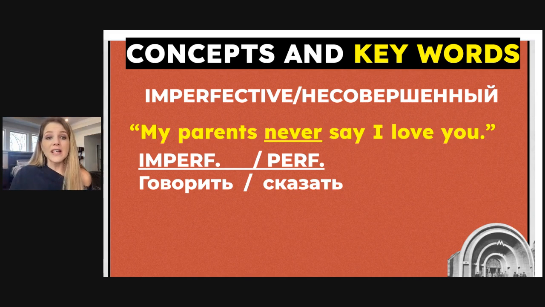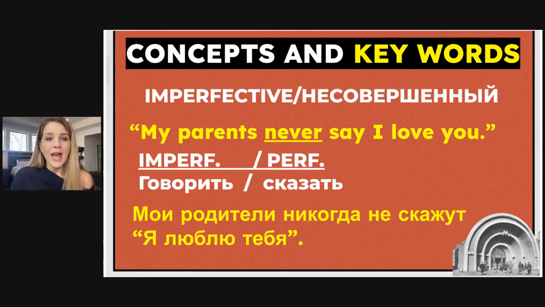So students will see this. They want to tell me, oh, you know, my parents never say I love you. And they might say something like this. Мои родители никогда не скажут я люблю тебя. Because they think сказать means to say. And so, okay, great. I'm just going to say it like this. But guess what? This sentence actually means my parents never will. They will never say I love you.